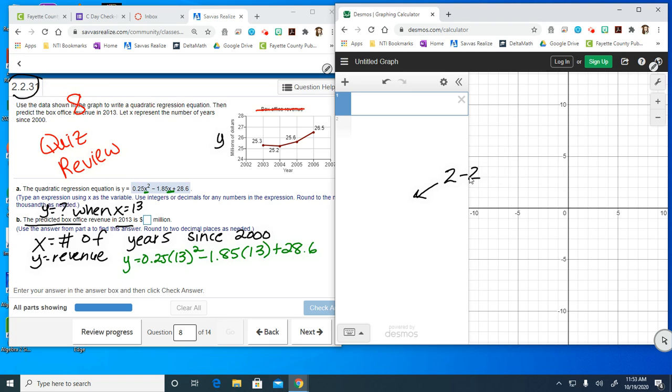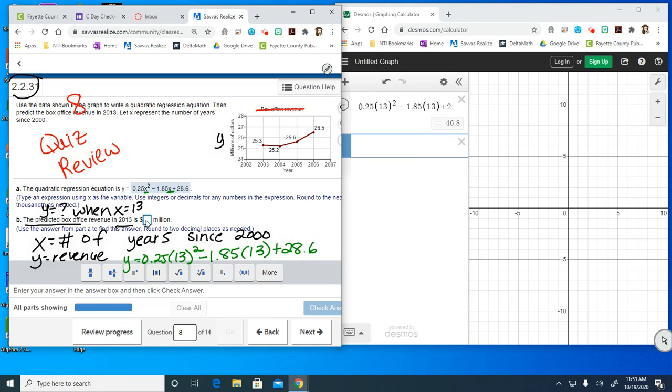Let's delete this. Okay, so 0.25 times 13 squared minus 1.85 times 13 plus 28.6, and I get 46.8. So $46.8 million.